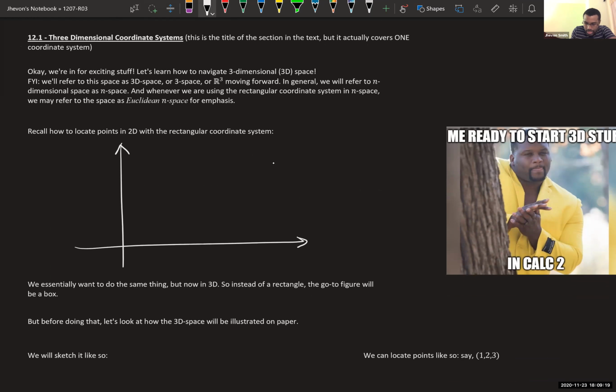So essentially, if I want to say record the point 1, 2, we know how to do that. Well, you move 1 on the X, move 2 on the Y, and essentially you create a rectangle to locate that point, okay? We're going to do the same thing, except we're going to be doing it in 3 dimensions. So I'm going to teach you one of the main coordinate systems that you'll be using in 3 dimensions, as well as just introduce 3-dimensional space more generally. So let's actually get into it.